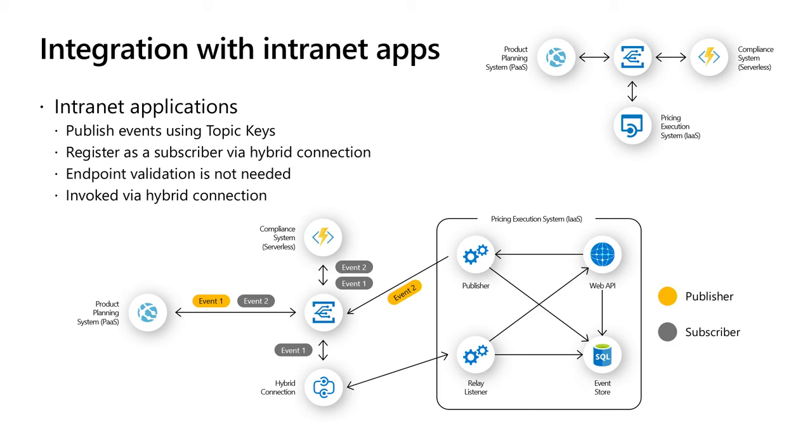And the same event 1 goes to the hybrid connection. From there on, I have a relay listener. The relay listener will constantly poll for what exactly is going on, what new event is being received. And once I get the event, the same event will be published to the event store. I'm just tying this back to one of the points I mentioned in my design considerations.